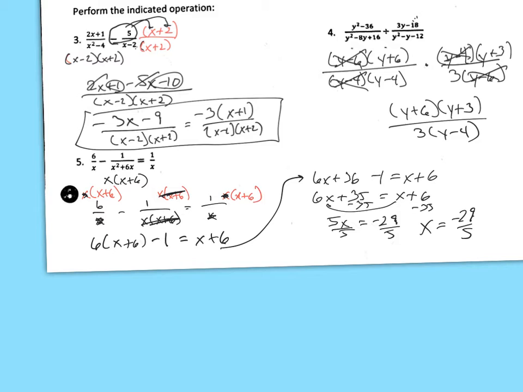Now you want to check that with the bottom and make sure that doesn't create a 0 in your original problem, which of course this is not going to, because it doesn't cancel or make a 0 in any of those denominators.